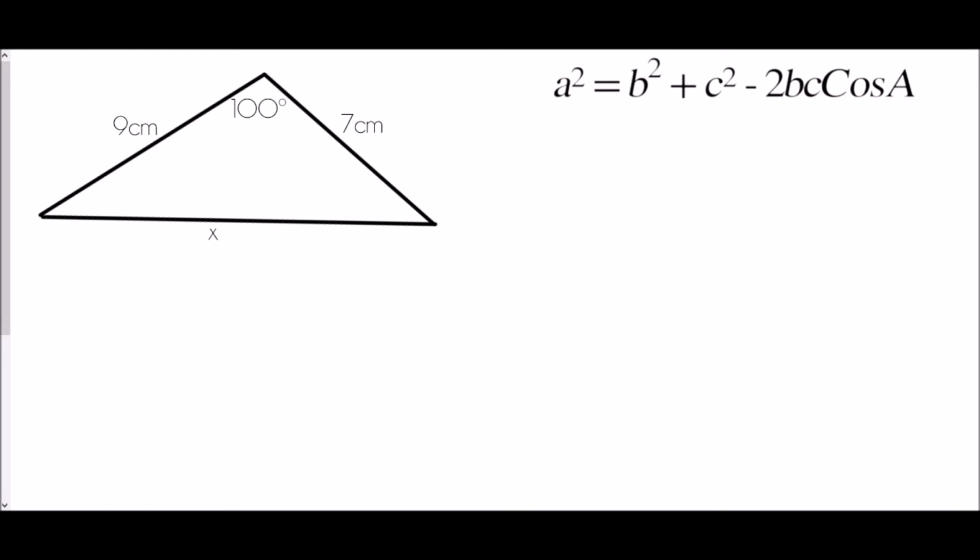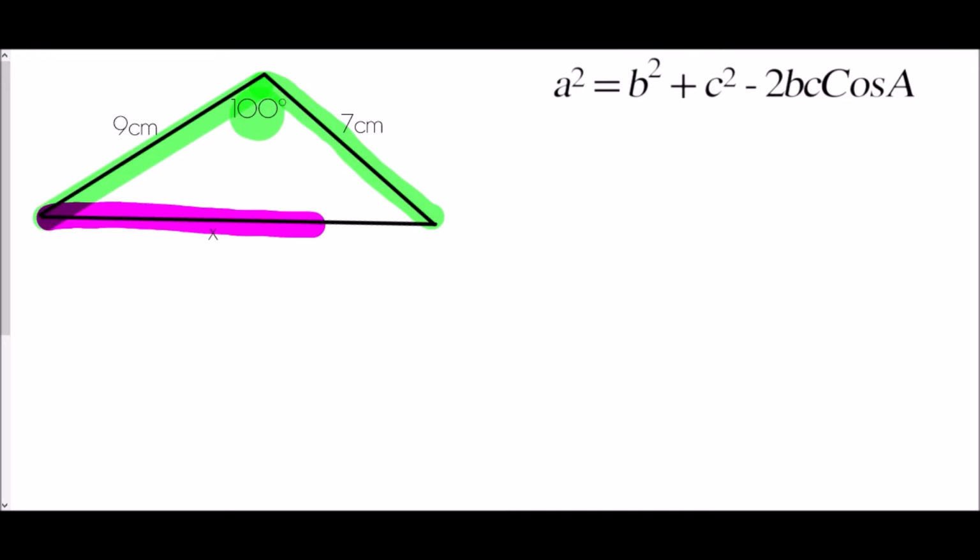Okay, so in our next question, let's just check again. Do we have the criteria we set out previously? Well, we have an angle, and we have the two sides surrounding that angle. That is good. And the side which is opposite that angle is the one that we're trying to calculate. Therefore, this is all set up for the cosine rule.